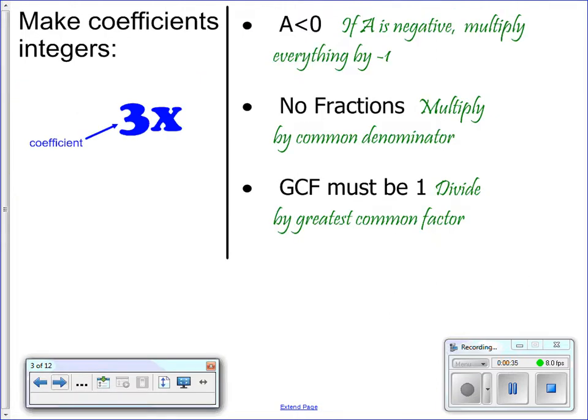So to make them integers, if a is less than 0, so it's a negative, multiply everything by -1. If you have a fraction, multiply everything by the least common denominator so that you can eliminate fractions. And make sure that your GCF is 1. So if you need to, divide everything by the greatest common factor.